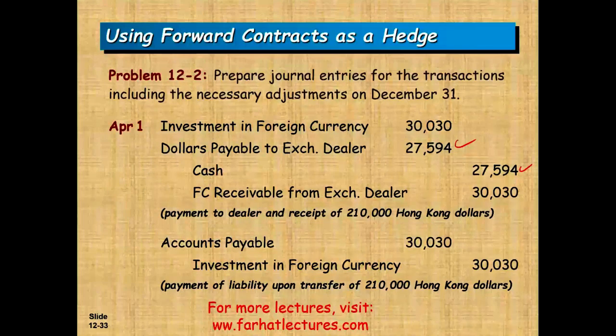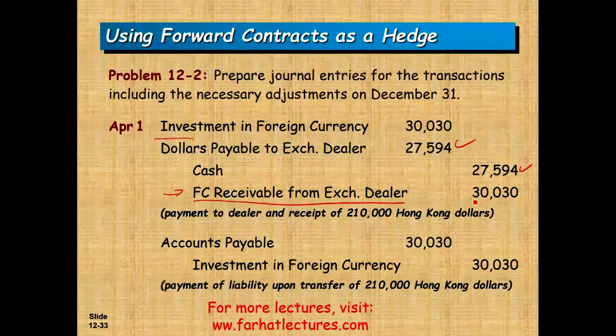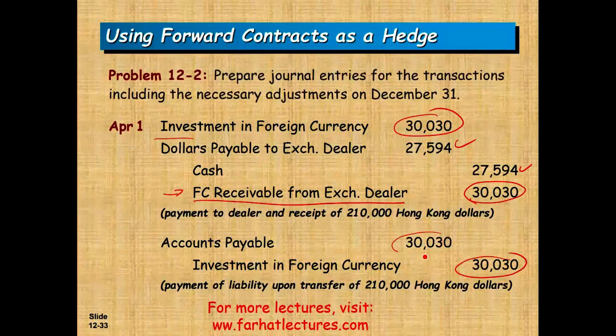Now also what I have to do, I am going to replace my forward contract receivable with an investment, because this is what I actually bought. I bought an investment. So I'm going to remove my forward contract receivable, this amount, and place it into an investment account. Then I'm going to take the investment account and remove it against my payable. Now you might be saying, why don't we just, instead of the second entry, debit the accounts payable? That's fine too, as long as your professor is okay with it.